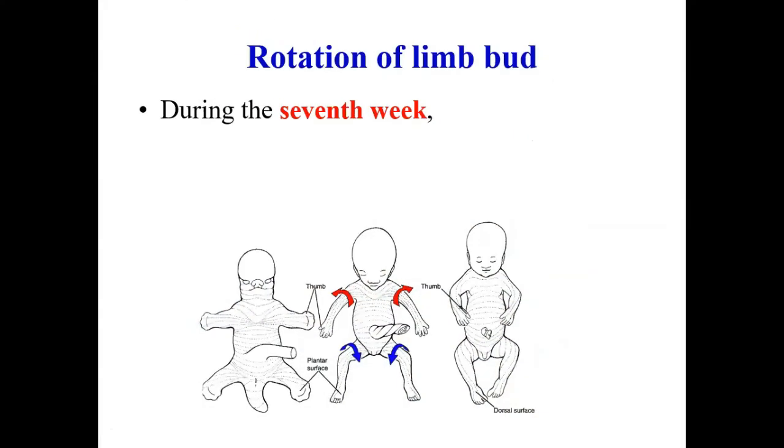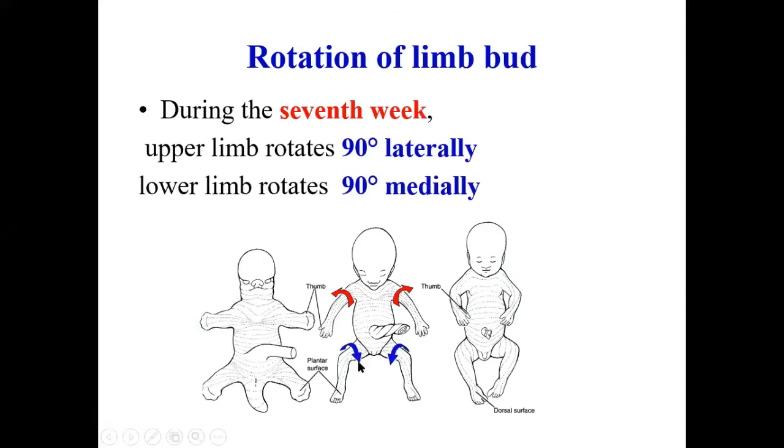Another important part of limb development is the rotation of the limb bud. Here we see the limb bud appears from the ventrolateral body wall, and in the center there is an axis. So the upper border is known as the preaxial border and the lower border is known as the postaxial border. The upper limb bud rotates 90° laterally and the lower limb bud rotates 90° medially. For this reason, the thumb lies laterally and the great toe lies medially.